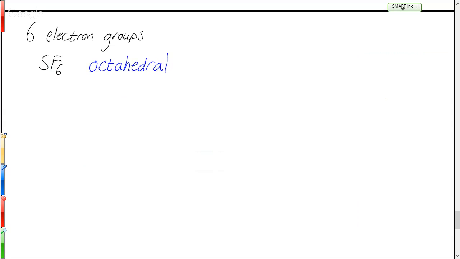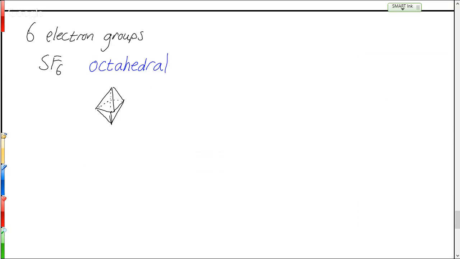Even though there are 6, which oct usually means 8. So anybody know where that comes from? Yeah, well, close. It's 8 sides. So an octahedron is this kind of shape. Sorry, I'm not good at drawing these things in 3 dimensions. It's kind of like a diamond shape in 3 dimensions. And that's got 8 faces. So that's where the term octahedral comes from.